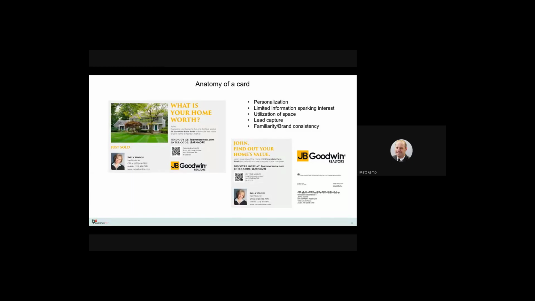keep that messaging and branding consistency, because anytime anyone looks at you as an individual realtor or another realtor within JBGoodwin, it's going to have that brand familiarity. So that's the method behind that, and it's going to serve you individually and the brokerage as a whole very well going forward.